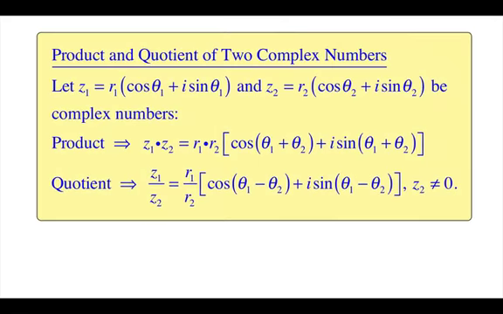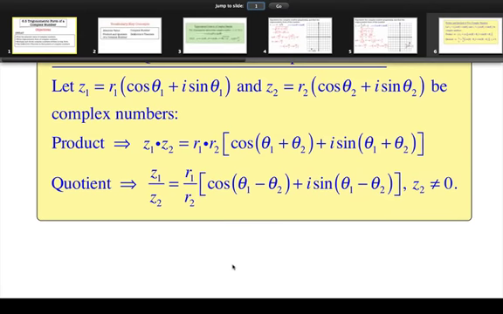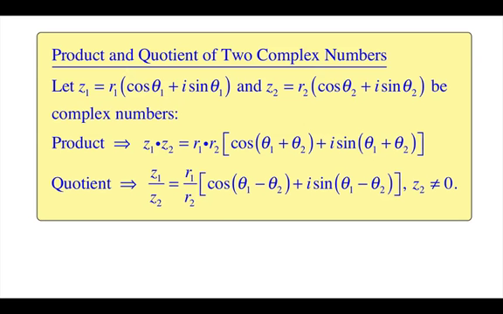Next formula is the product and quotient of two complex numbers. So these are the two complex numbers that we're working with. This is the first complex number. Notice you have radius, cosine, sine. This is the first complex number, so that's why you see sub 1, sub 1, sub 1 here. Second complex number, that's why you see sub 2, sub 2, sub 2. You can use this notation.